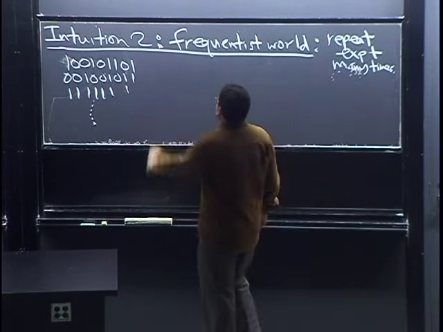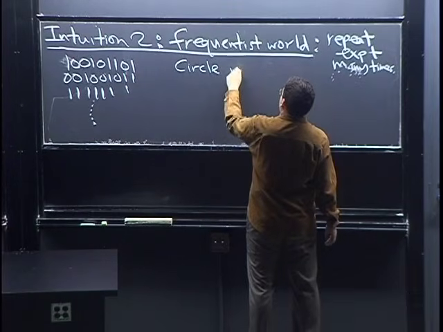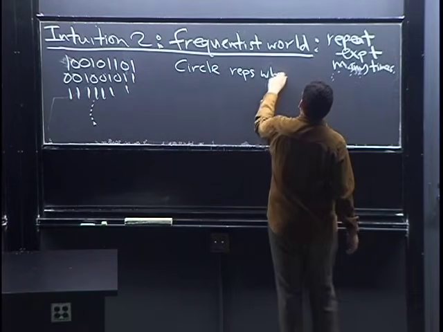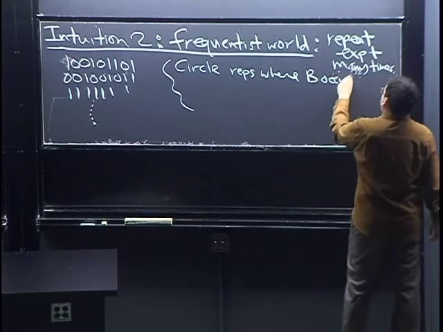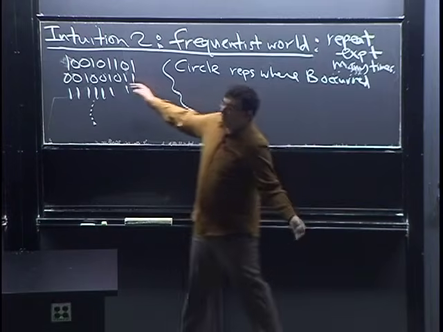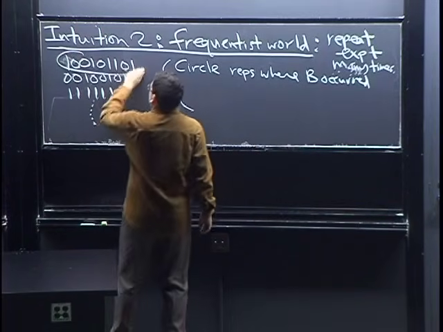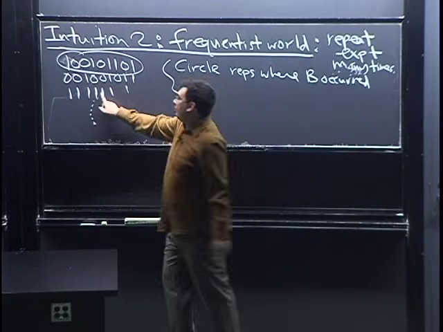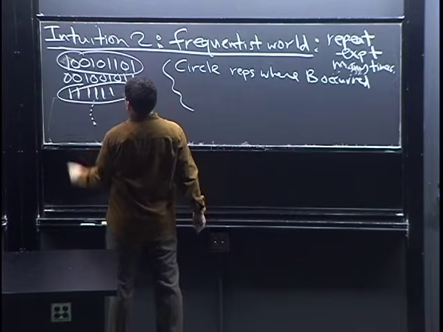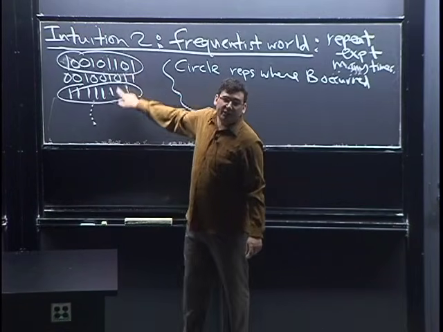Now, what we do is circle the repetitions where B occurred. And I haven't defined what B is, but I'm just drawing a picture for illustrative purposes. So suppose that if this was the outcome, then in fact B occurred. This one, B did not occur. This one, B did occur. Okay, and so on. So just repeating many, many times, only select the ones where B occurred.